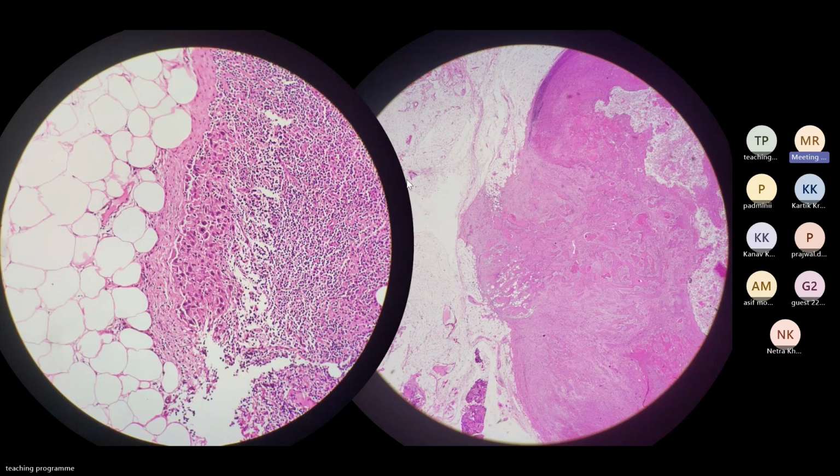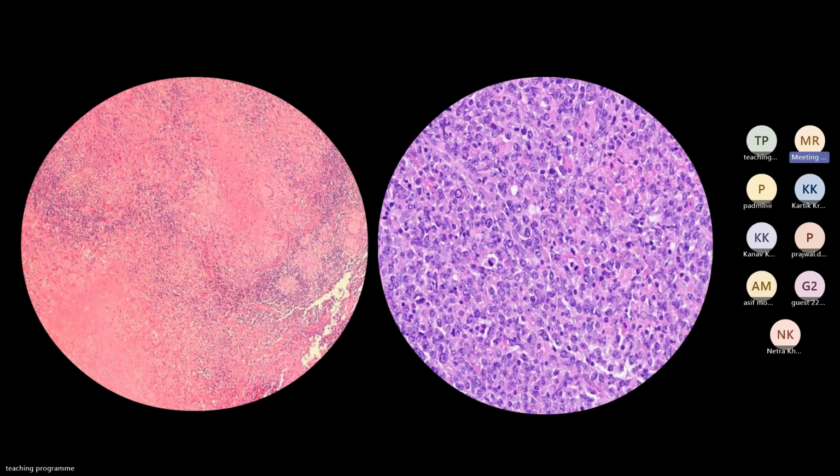And the right side image is an example of an extranodal extension. Here we can see the lymph nodal contour, and here the tumor cells are going out of the lymph nodal contour. So we are supposed to measure the outermost extent of the metastatic disease from the usual contour of the capsule. So that is the extranodal extension. That's how the extranodal extension looks on microscopy.